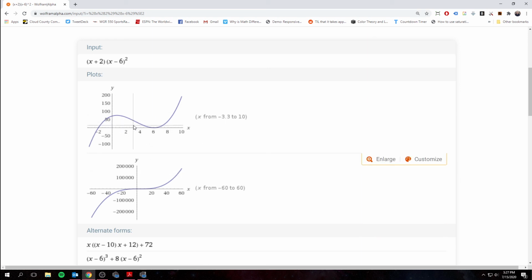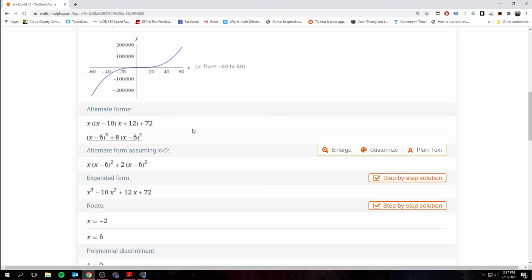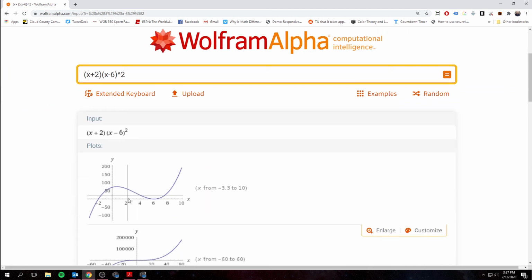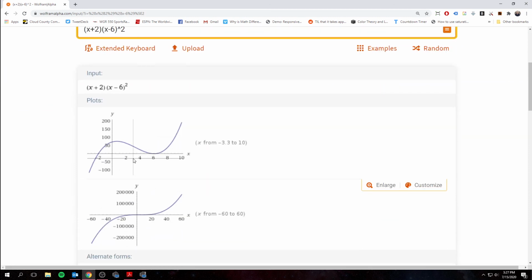When you look at this graphically, you can actually tell just by looking at it, oh yeah, that makes sense. It's going to cross here at minus 2 because the exponent on the x plus 2 is, I'm sorry, odd. I'm getting my odds and evens mixed up. X plus 2 raised to the first power has an odd exponent, which means it crosses. An even exponent means that it's going to touch but not cross. So that's how you can graphically see how those work.